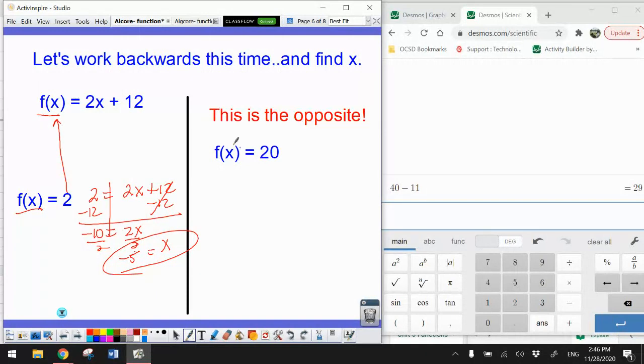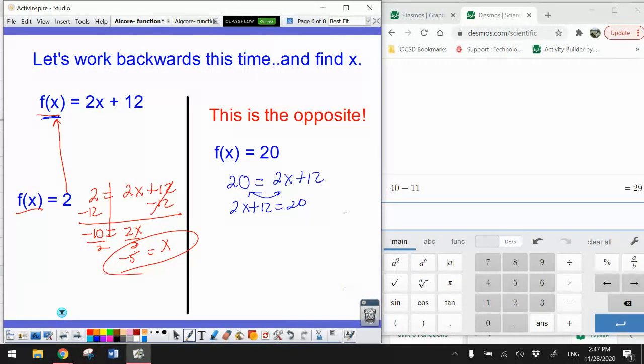So again, it's going to go on the left-hand side, not the right-hand side. So 20 equals 2x plus 12. Now, if I don't like what this looks like, I can certainly flip it and write 2x plus 12 equals 20 and just flip these guys.